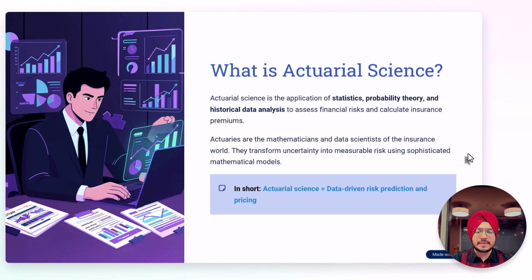What is actuarial science? Actuarial science is the application of statistics, probability theory, and historical data analysis to assess financial risk and calculate insurance premium. So basically, actuaries go through the mortality tables and historical data, and they calculate the premium for that policy. So actuaries are the mathematicians and data scientists of the insurance world. They transform uncertainty into measurable risk using sophisticated mathematical models.